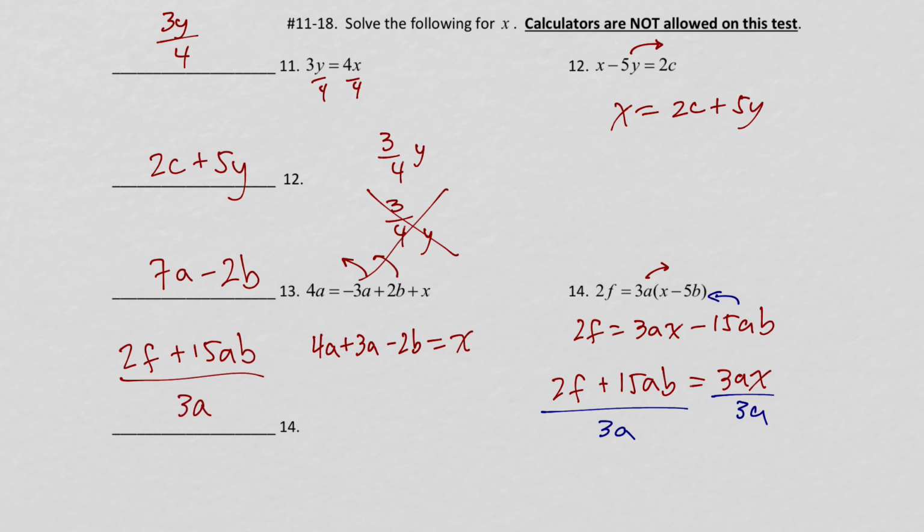Now be careful. I cannot cancel these a's because I can't cancel here. You have to be able to cancel everywhere if you cancel. And I can't cancel the 3 and the 15 because I can't cancel there. So this is simplified.